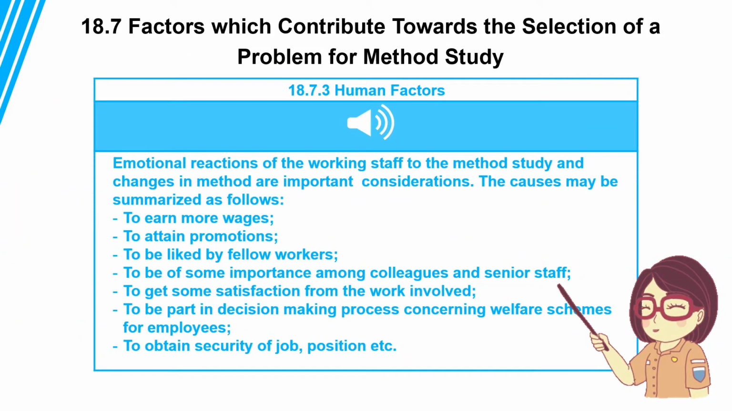Human factors. Emotional reactions of the working staff to the method study and changes in method are important considerations. The causes may be summarized as follows: to earn more wages, to attain promotions, to be liked by fellow workers, to be of some importance among colleagues and senior staff, to get some satisfaction from the work involved, to take part in the decision-making process concerning welfare schemes for employees, to obtain security of job position.